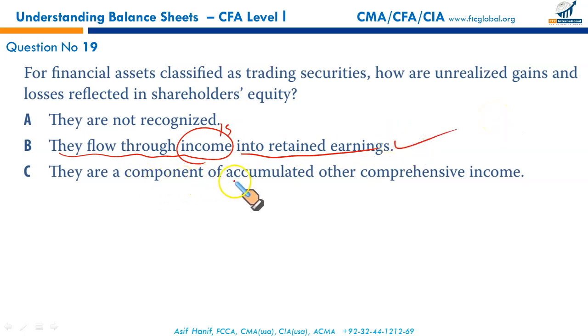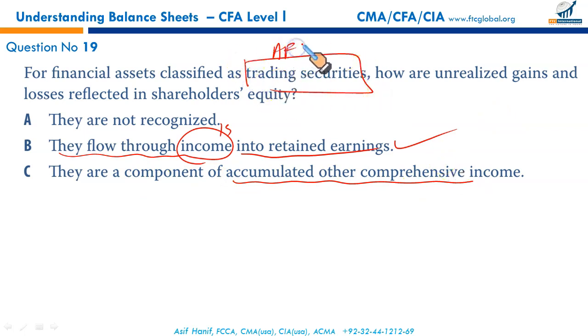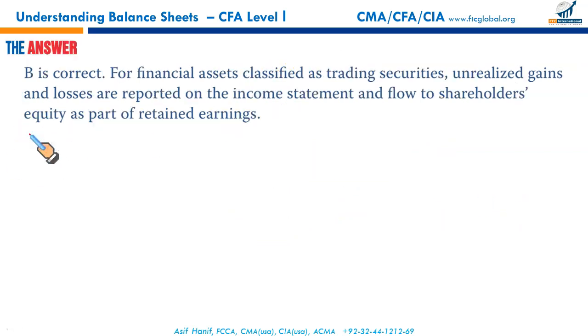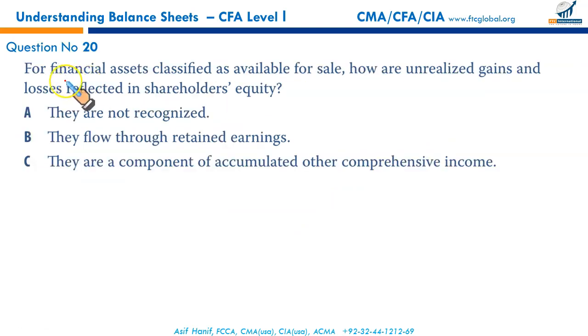"They are a component of accumulated other comprehensive income." No. Had they been available for sale debt securities or available for sale redeemable preferred stock, in that case any change in the fair value would have gone through the other comprehensive income. This is wrong. So that makes B the correct option, and B it is. For financial assets classified as available for sale, yes.